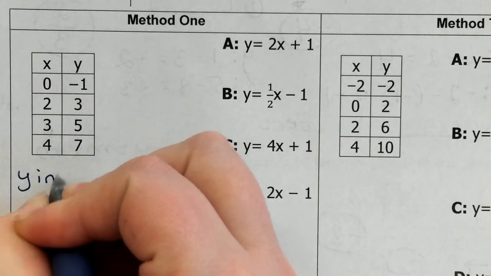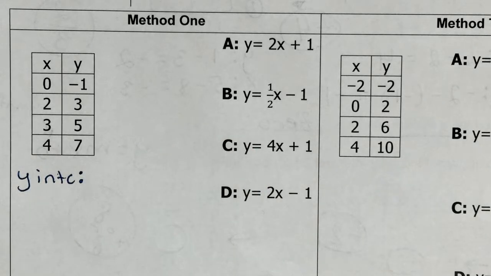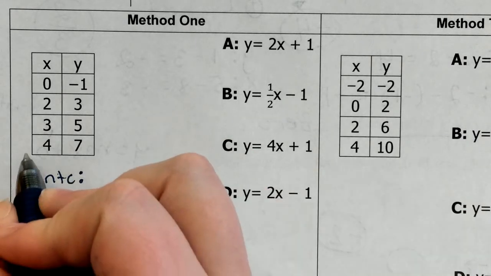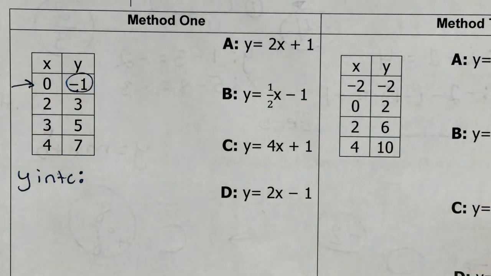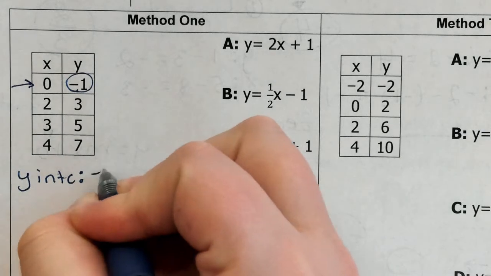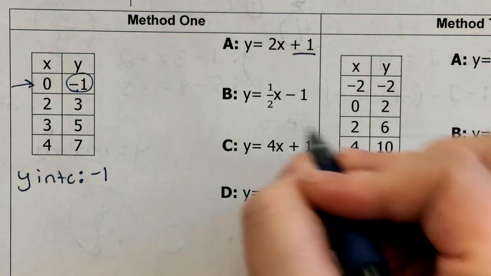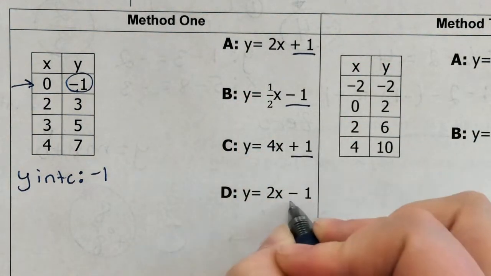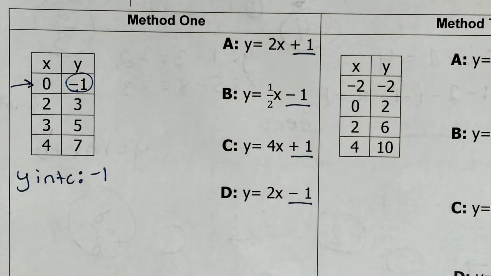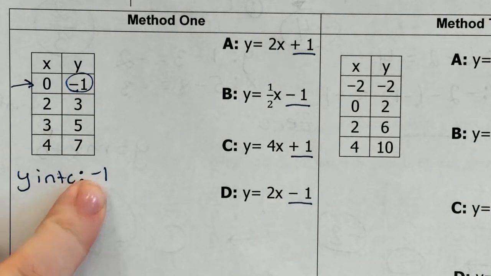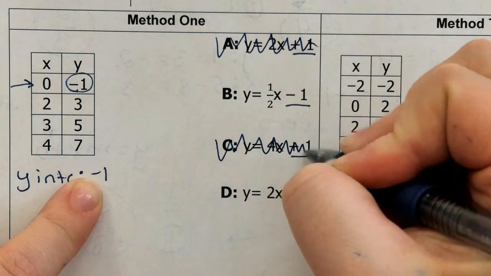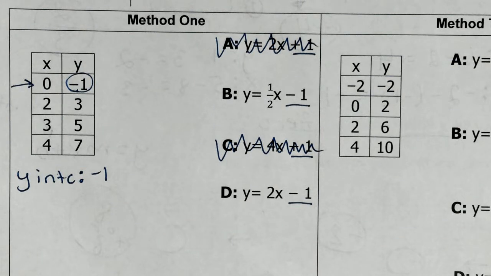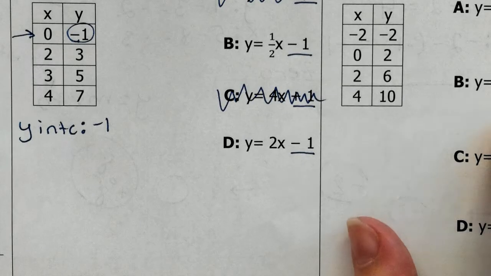Ask yourself, what's the y-intercept of this table? Well, if I look for when x is 0, oh, it's -1. Let's look at our answer options. I see +1, -1, +1, -1. I know I'm looking for -1, so option A can be eliminated, option C can be eliminated. Just like that, nice and quick. And so now what I need to figure out is what's my slope.